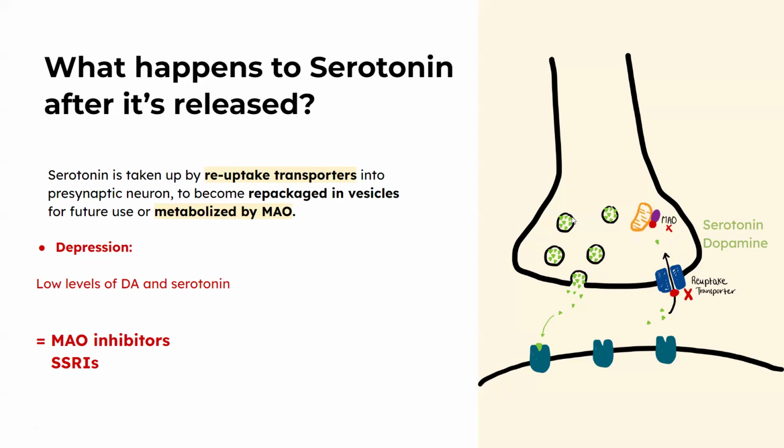So MAO inhibitors will inhibit this breakdown. You'll have more serotonin available, and that's good. It actually works on both serotonin and dopamine.